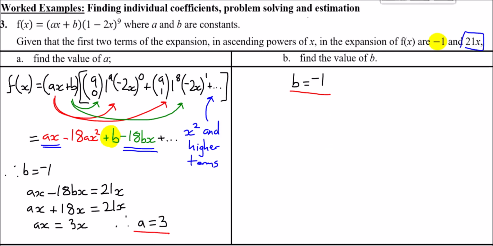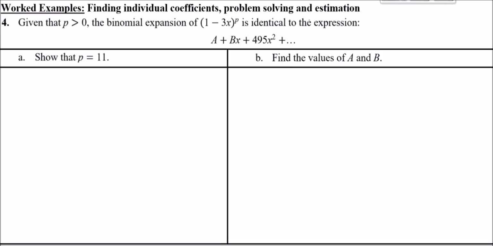This now brings us to the last worked example. So question 4, we now need to think about this one here. All we're told here is that p is greater than 0 and the binomial expansion of (1 - 3x) to the power p is identical to the expression below. And so what we need to do here is show that p equals 11.